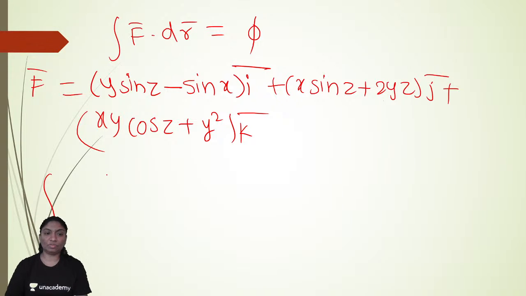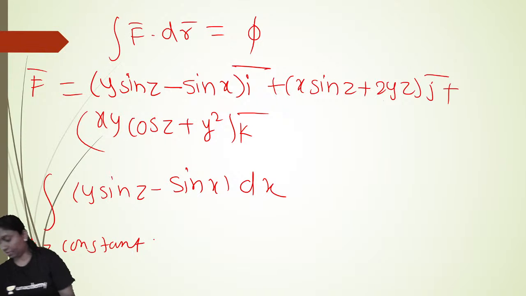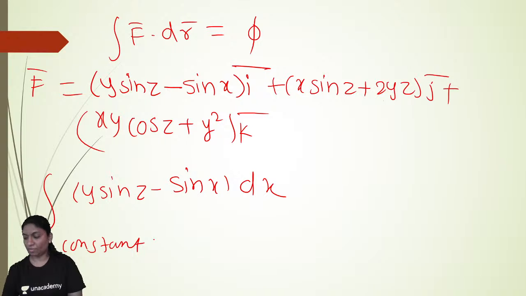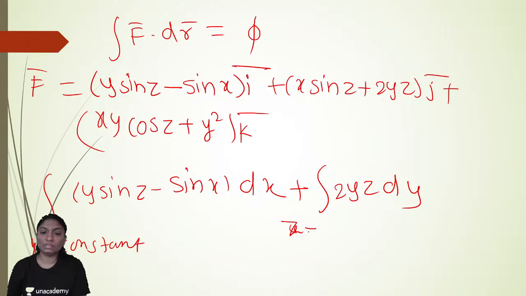So y sin z, so you will get F1 dx, keeping y and z constant: (y sin z minus sin x) dx, keeping y and z constant. Plus, second one, integral of terms of F2 which are free from x. तो ऐसी कौन सी टर्म है जिसमें x की टर्म नहीं है? तो 2yz होगी. So 2yz dy by keeping z constant.